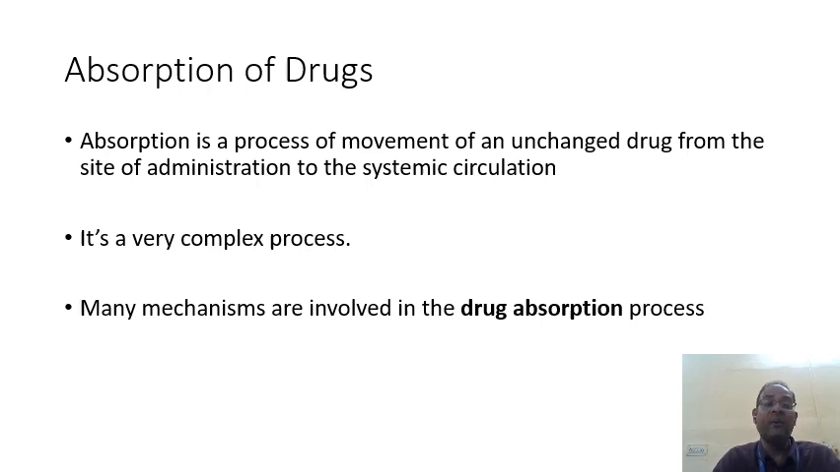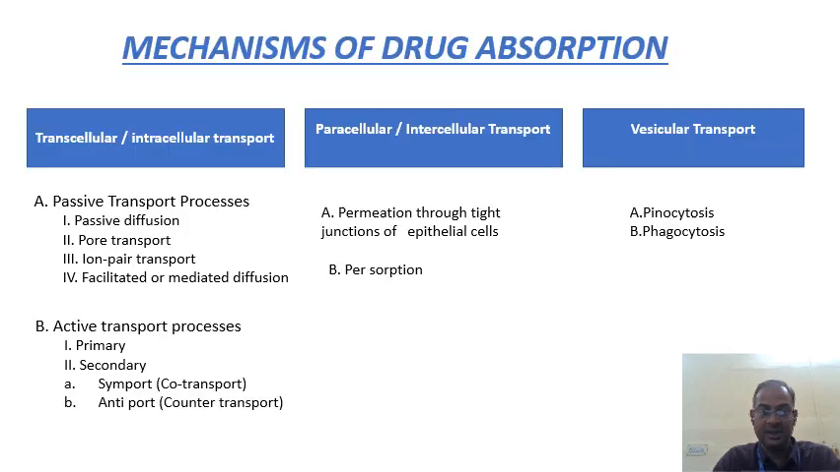Broadly, we can understand this by three basic mechanisms. The first mechanism of drug absorption is the transcellular mechanism or intracellular transport. The second one is paracellular transport or intercellular transport. The third one is vesicular transport. Here, the first one, the transcellular mechanism, has two types. One is the passive transport process, and the second one is the active transport process.